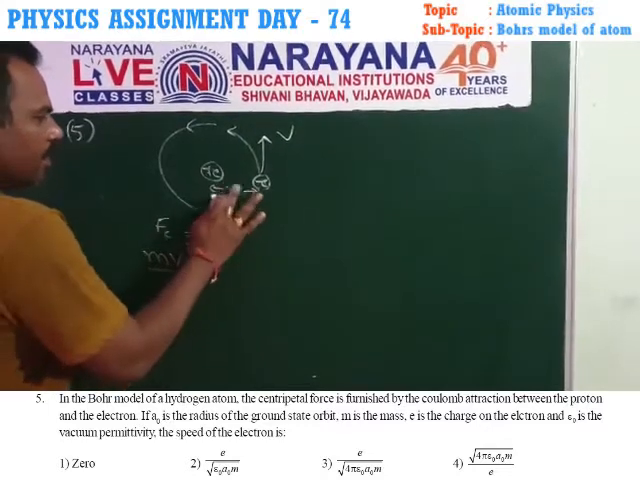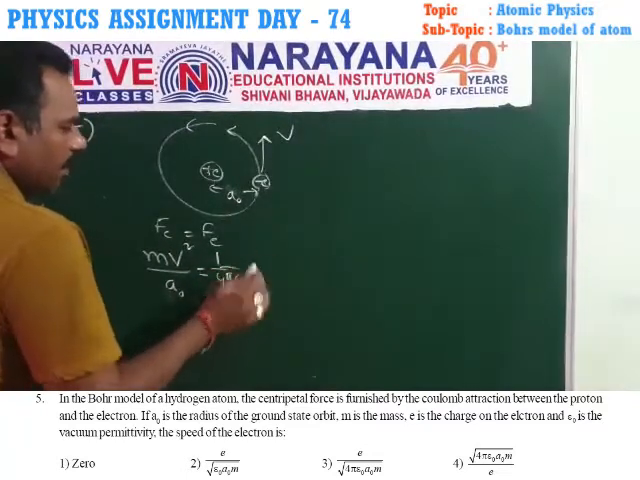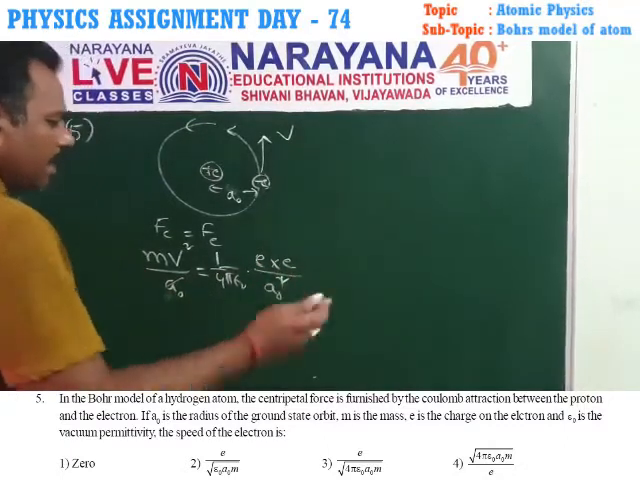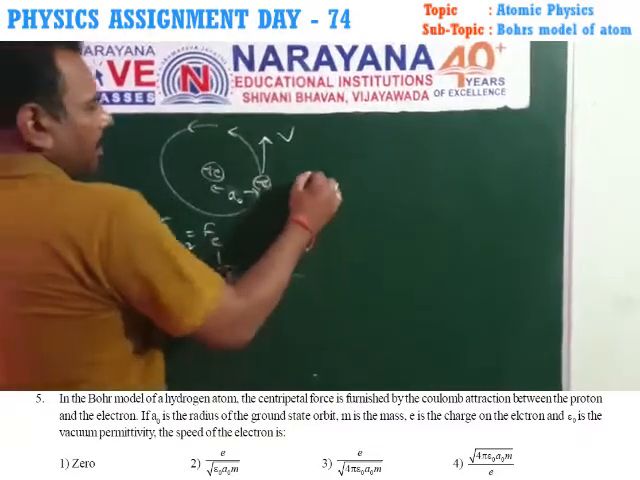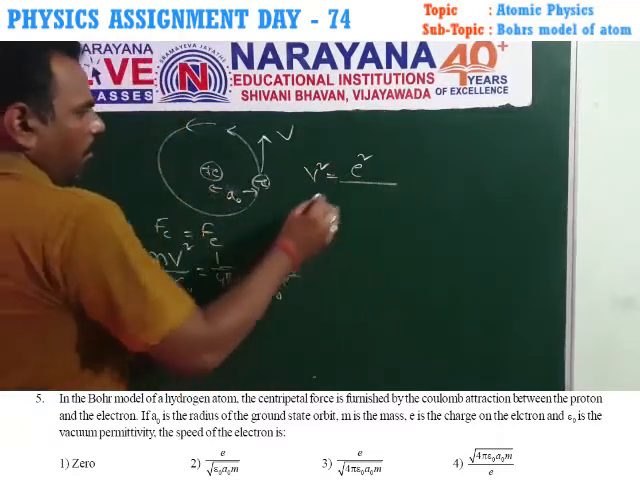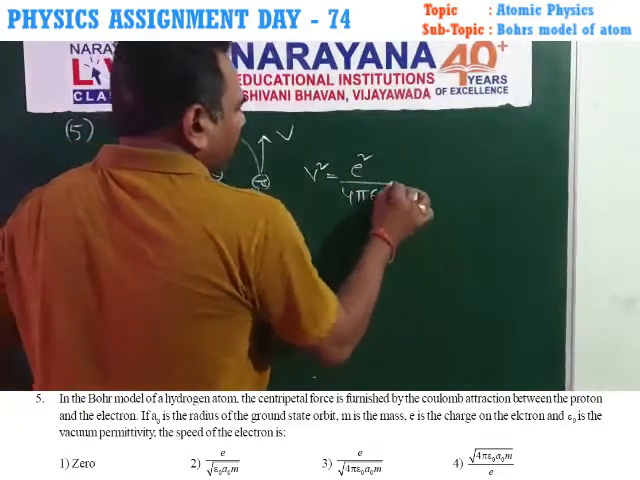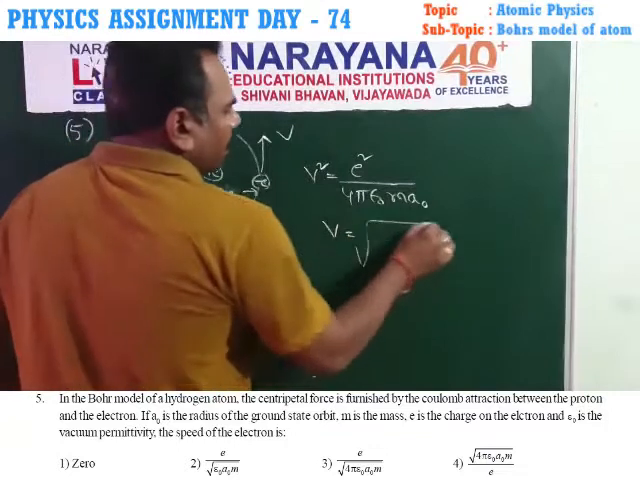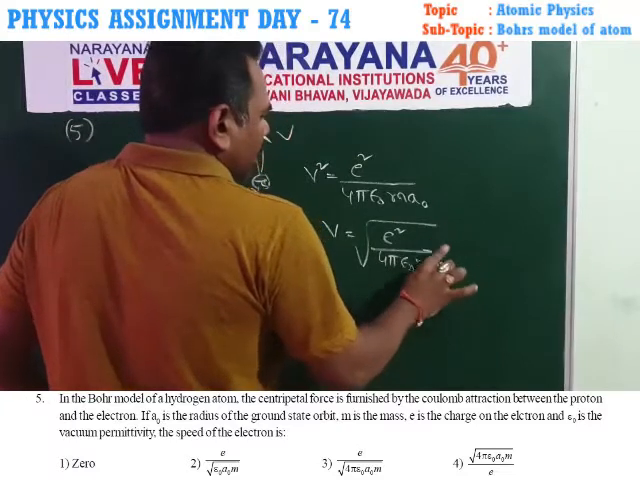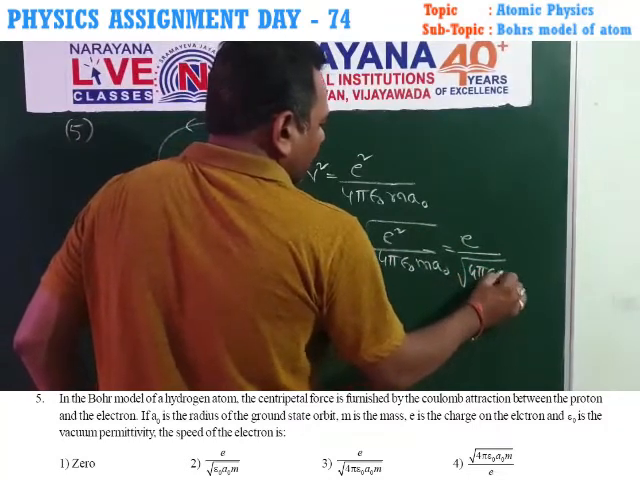So mv square by a naught is equal to the electrostatic force, 1 by 4 pi epsilon naught into e square by a naught square. A naught cancels, but we have to find the speed of the electron. So v square is equal to e square by 4 pi epsilon naught m a naught. So speed v is equal to root over e square by 4 pi epsilon naught m a naught, which gives e by root over 4 pi epsilon naught m a naught.